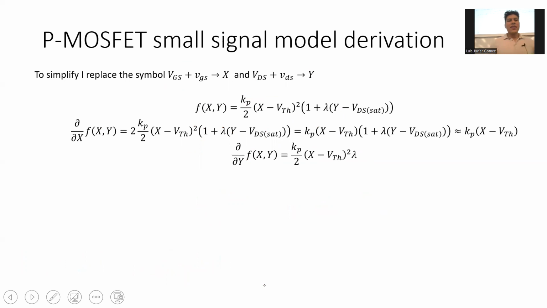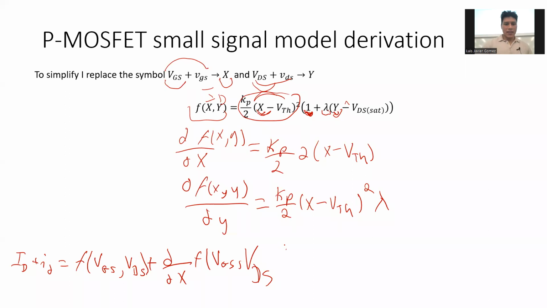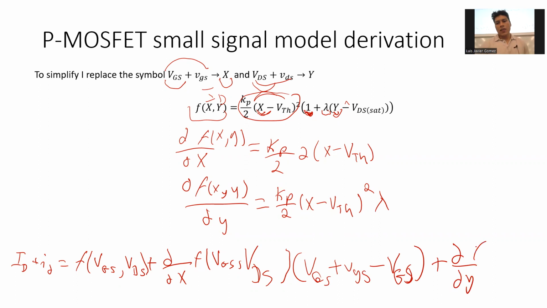This would be times (VGS plus little vgs minus VGS). So here I'm just doing the X minus X naught of the Taylor expansion. And then I have the derivative with respect to Y of f(VGS, VDS). This is 2D, so I have to include the second linear term, (VDS plus little vds minus VDS).